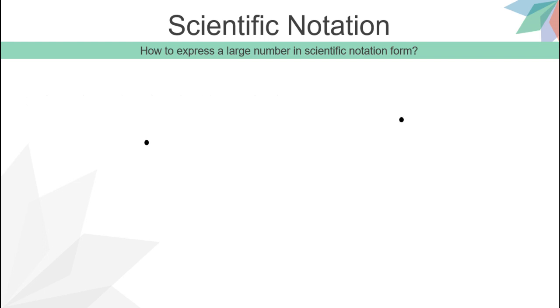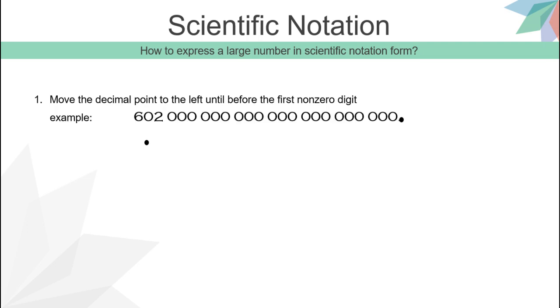Then, how do we express a large number in scientific notation form? First, move the decimal point to the left until before the first non-zero digit. If you're given a whole number, the decimal point is at the end of the number. So, what we are going to do is move the decimal point from its original position up to the place before the first non-zero digit. So, it will be like this.